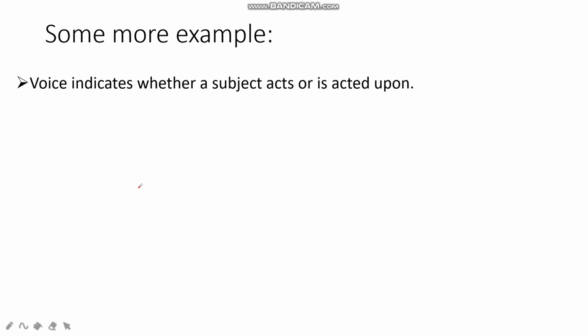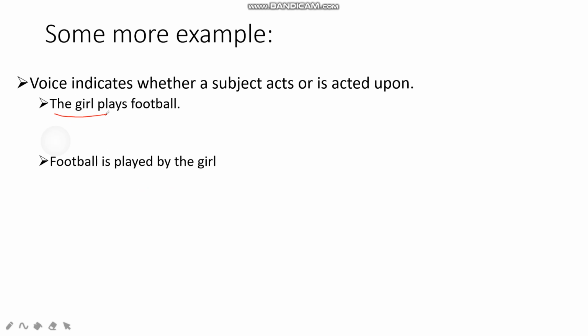As we told, voice indicates whether a subject acts or is acted upon. Let's see the first example. The girl plays football. Here also the girl is the subject and football is the object. So who is doing the action? The girl is doing the action. So this sentence says that the subject is acting.